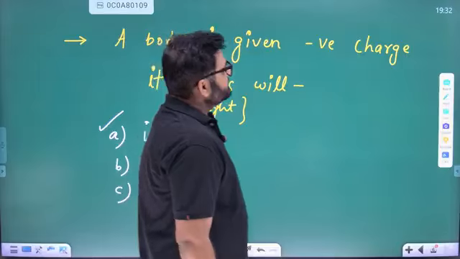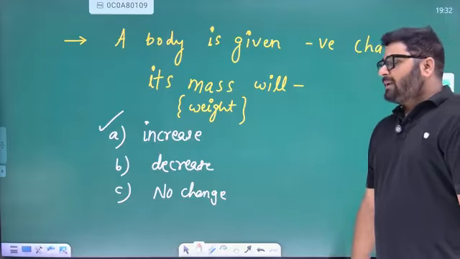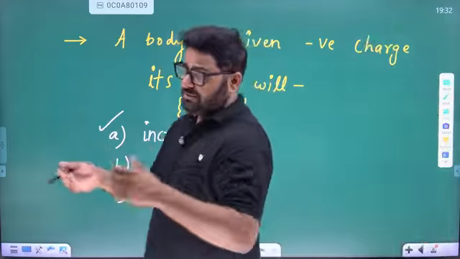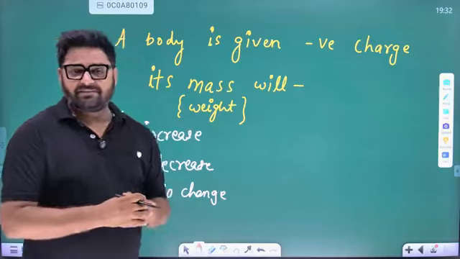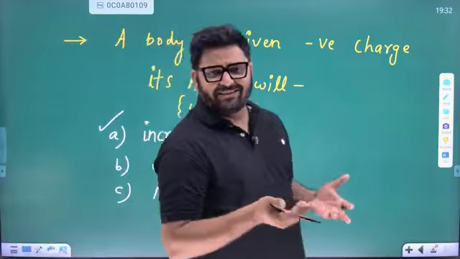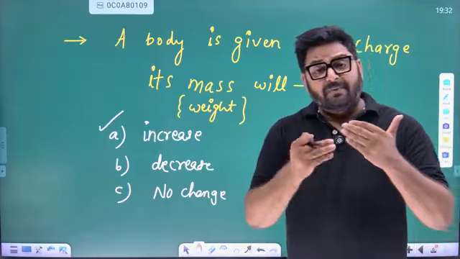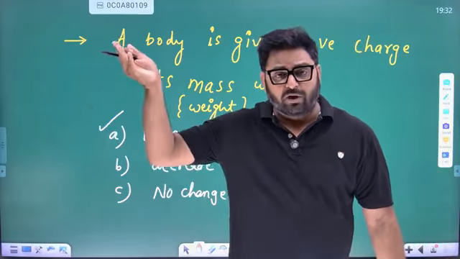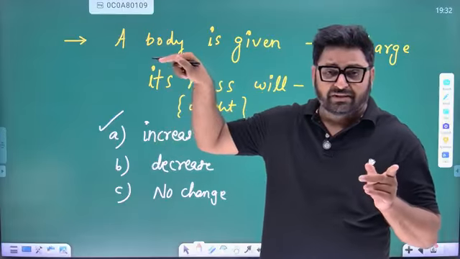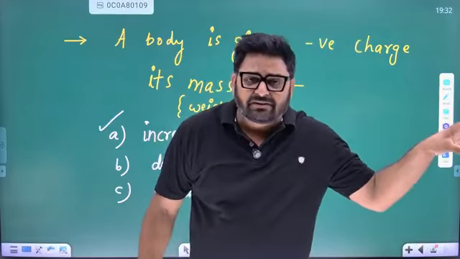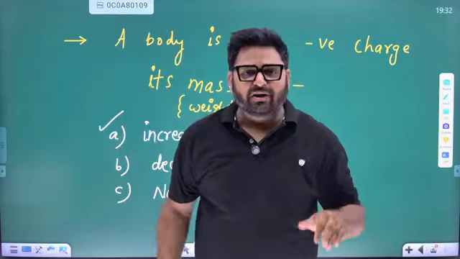What about if a body is given positive charge? What will happen to its mass? Just solve it yourself. Obviously, decrease. Why? Because to make a body positively charged, we must have more protons, like the number of protons must be greater than the number of electrons. We can't do anything with protons because they are in the nucleus. So what do we need to do? We need to remove electrons. If you can't increase something, then decrease something. So you are removing electrons.